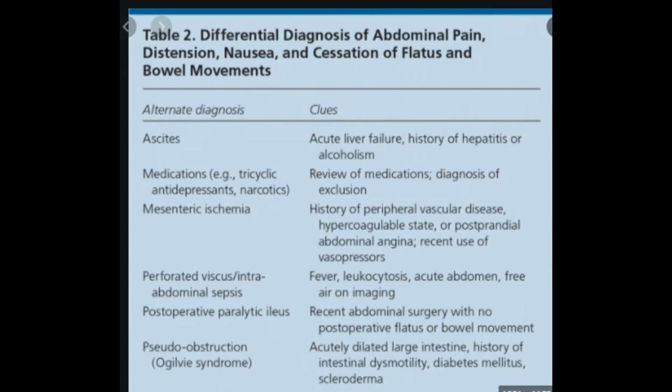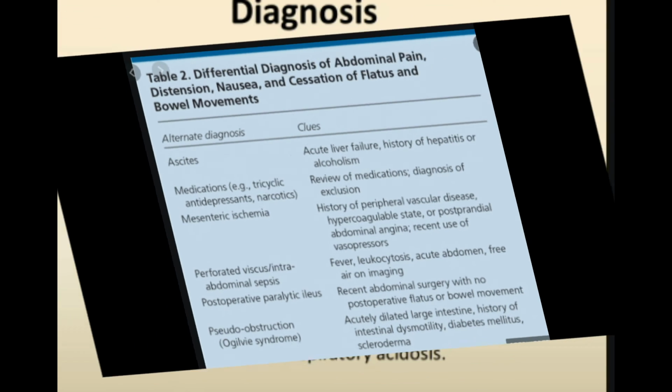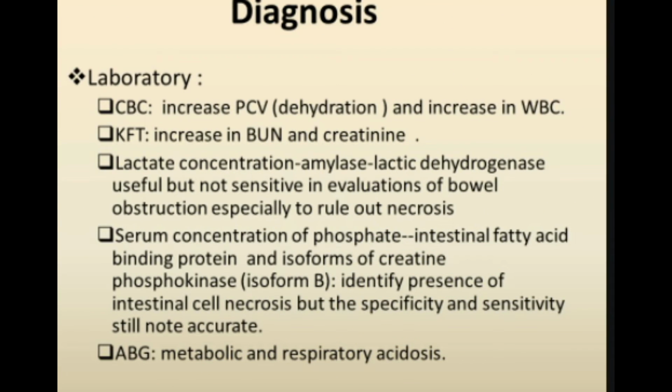Differential diagnosis of bowel obstruction. Differential diagnoses of bowel obstruction include ileus, pseudo-obstruction or Ogilvie syndrome, intra-abdominal sepsis, pneumonia or other systemic illness.